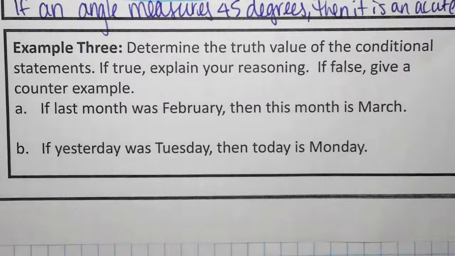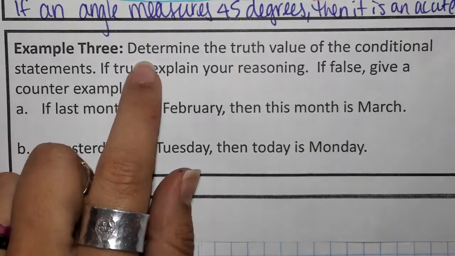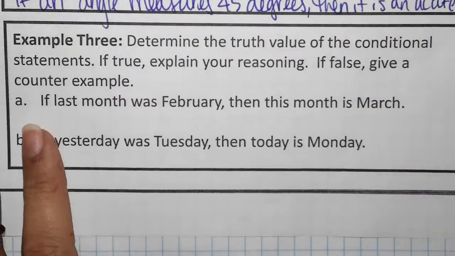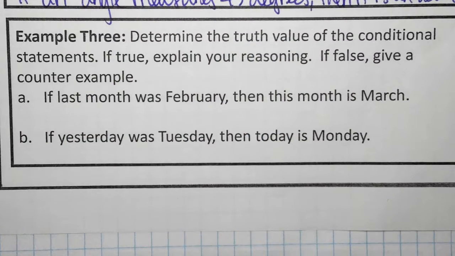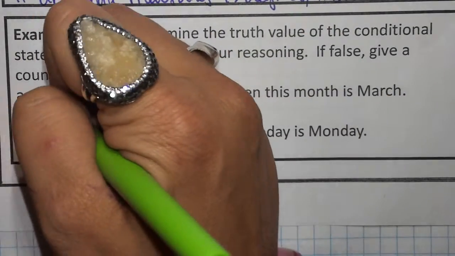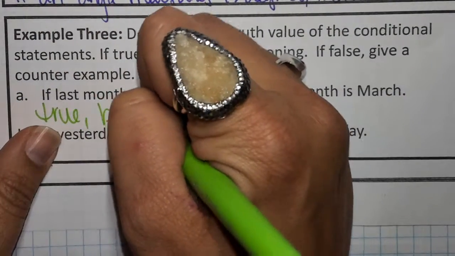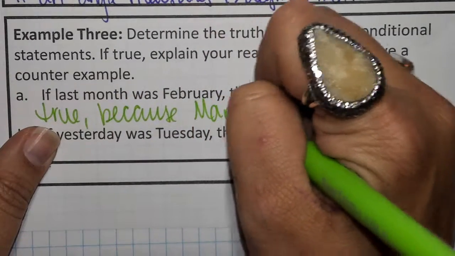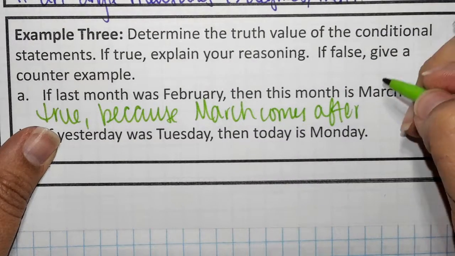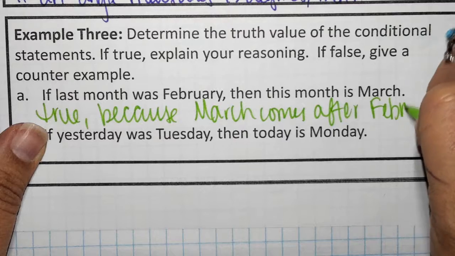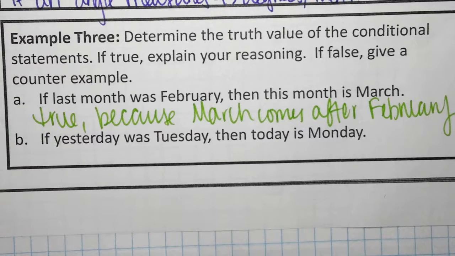Example 3. All right, 3 more minutes. We can do this. Come on. Determine the truth value of the conditional. If true, explain your reasoning. If false, give a counterexample. So if last month was February, then this month is March. Is that true or false? True. Why? March comes after February. True, because March comes after February. All right, what about B?